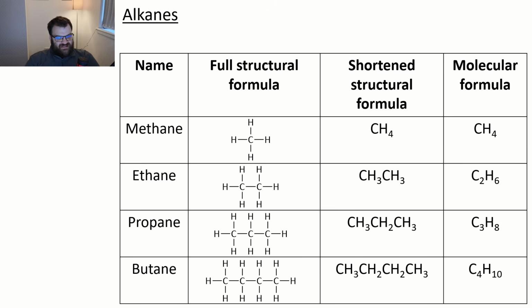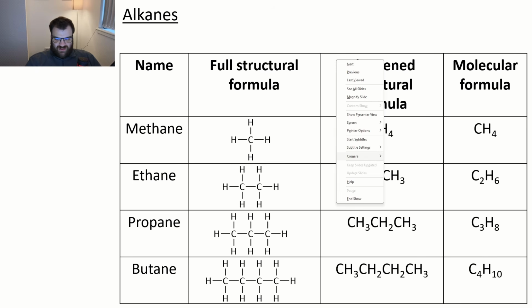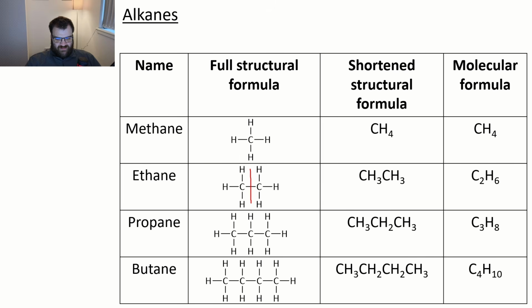Using the alkanes as an example, we have methane, ethane, propane, and butane. You can see there the full one shows all the lines that connect the carbons and the hydrogens. We then take each carbon bit by bit. So taking propane as an example, we have CH3, then a CH2, and then we have a CH3 as well. And for molecular, we've just counted up how many C's there are and how many H's there are, and written them out like that.